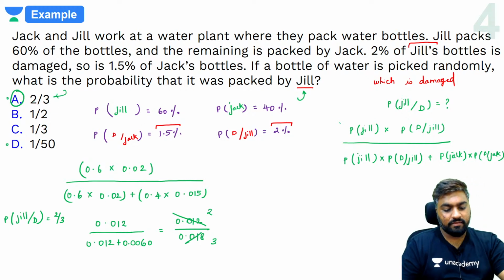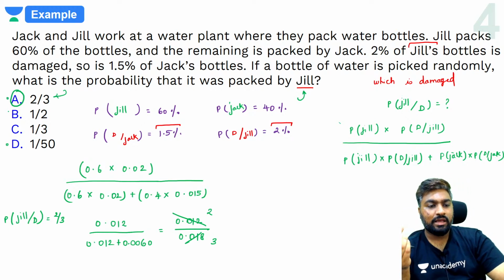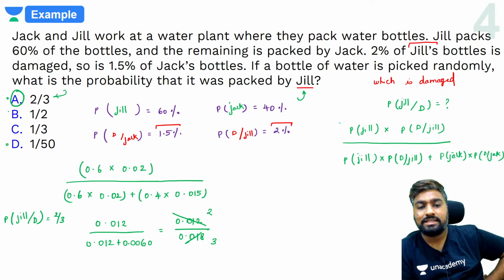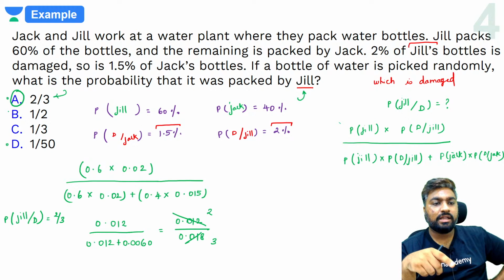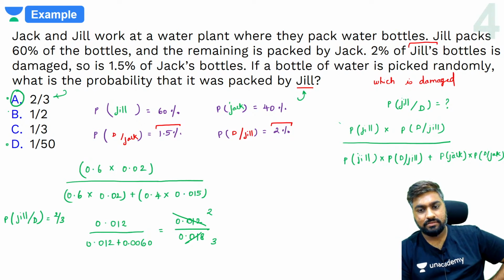तो इसका इनवर्स क्या हो जाएगा? इसका कॉम्प्लीमेंट क्या हो जाएगा? इसका उल्टा, इसका कॉम्प्लीमेंट क्या हो जाएगा? If you want to find out probability of Jack filling a bottle that is damaged, probability of Jack filling a bottle that is damaged will become how much? 1/3 remaining parts. ठीक है.